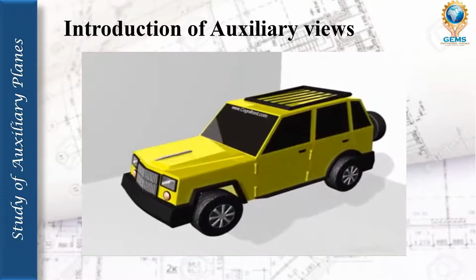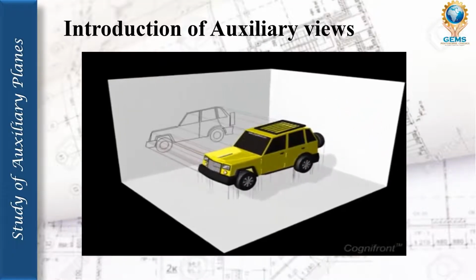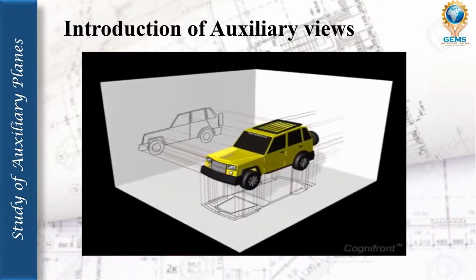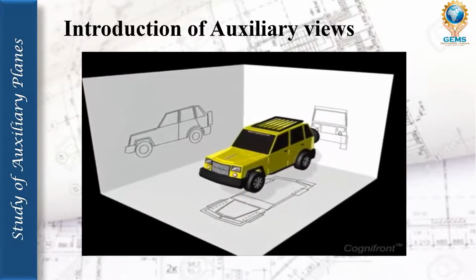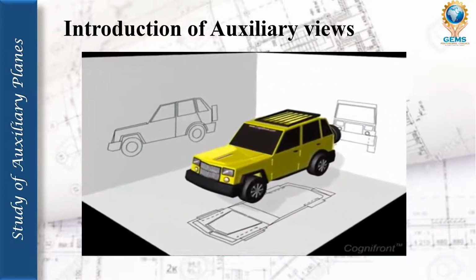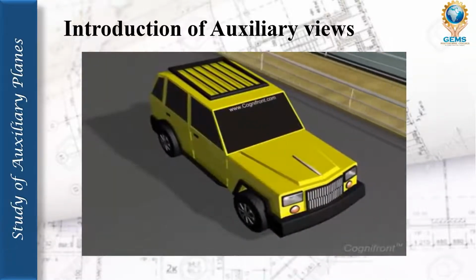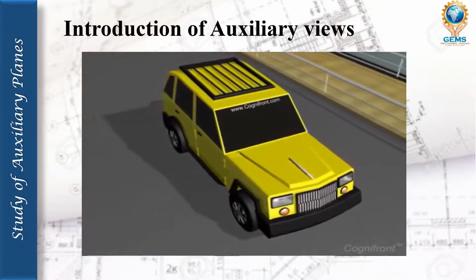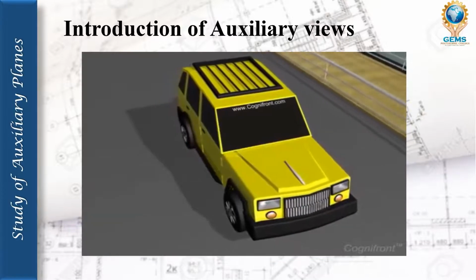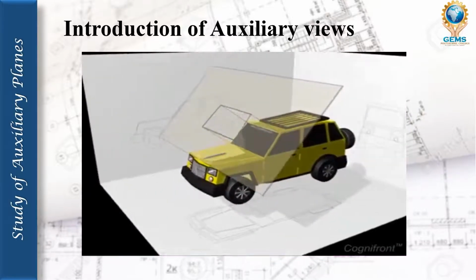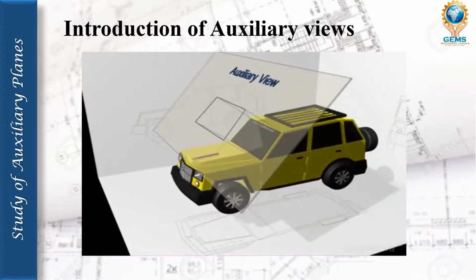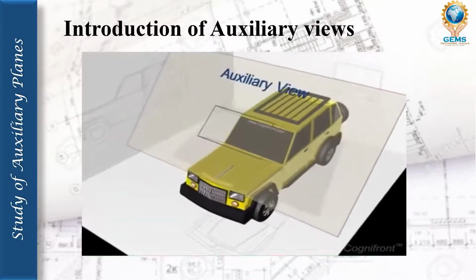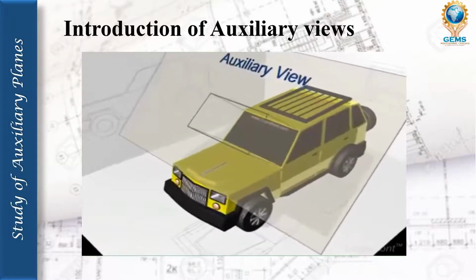Hello friends, we have already seen how the principal views of an object can be represented using orthographic projections. This method is useful in surface identification of an object. In this session, we will discuss one of the important concepts in engineering drawing, that is an auxiliary view. It is an orthographic view which is projected onto the auxiliary planes.